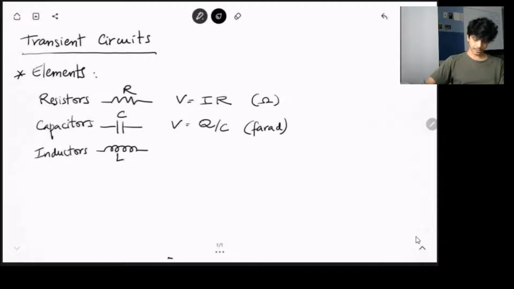So on an inductor, the potential difference across it is proportional to the rate of change of the current flowing through it, and the constant of proportionality is L, which is the inductance of the inductor, and inductance is measured in units called Henry. So if you look just from this formula, Henry is just voltage second divided by ampere. That is the unit Henry. So these are the elements that we are interested in the course of this module.